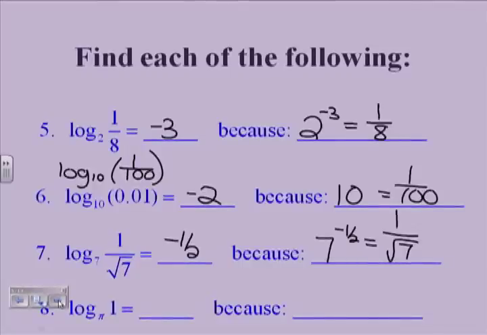Now, number 8 looks totally frightening because you're like, who wants to deal with powers of pi? But look carefully. Pi raised to what power will give you an answer of 1? Well, it's the same power that we would use for any of these other bases. It's 0. Because pi to the 0 is 1. Remember that by definition, any finite number other than 0, if you raise it to the 0 power, you get 1.